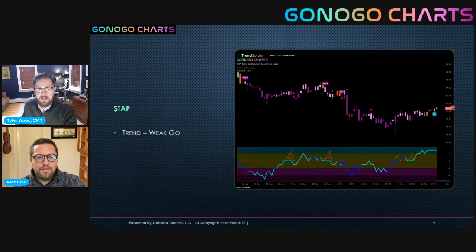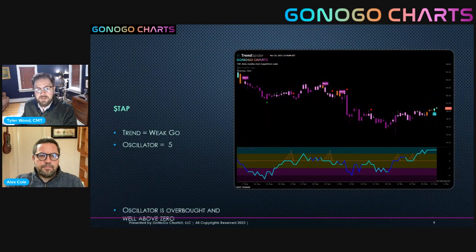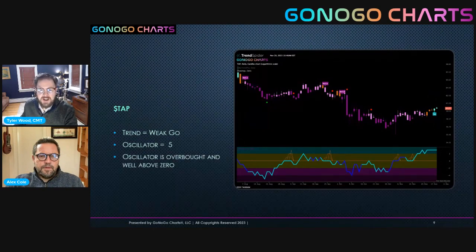We have a weak go trend. It's a fresh go. It's been in a downward sloping no-go trend, pink and purple bars all the way through this season. And we are just now entering a new trend. Where's the oscillator at? Well, we're at +5. And what do we see happening at the zero line? Well, nothing. We're in an overbought territory, well above zero, waiting to see volume strengthen as this trend gets going.